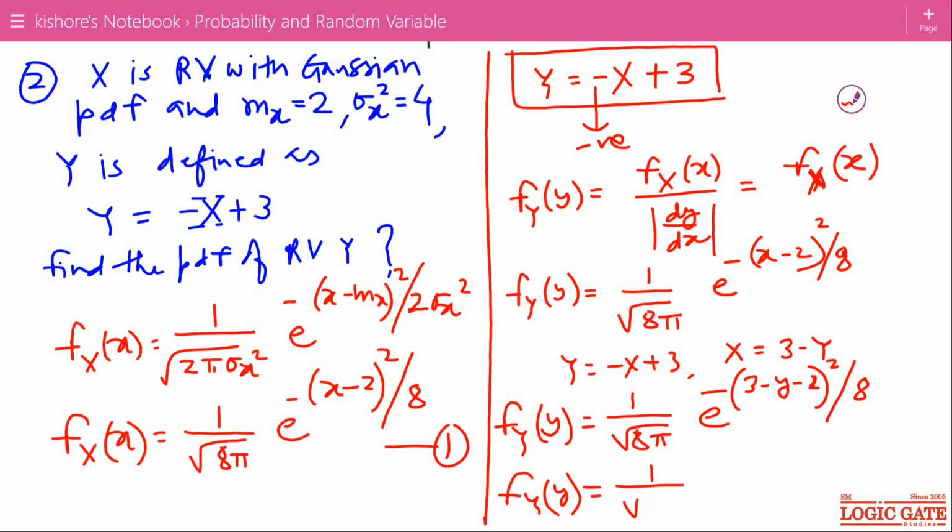So the PDF of random variable y is 1 by square root of 8 pi, and 3 minus 2 is 1, so 1 minus y can also be written as e to the power minus (y minus 1) square divided by 8. So this is the PDF of random variable y. And the random variable y has the same variance, but its mean value is now 1. That's how we obtain the PDF of random variable y, where the transformation is monotonically decreasing.